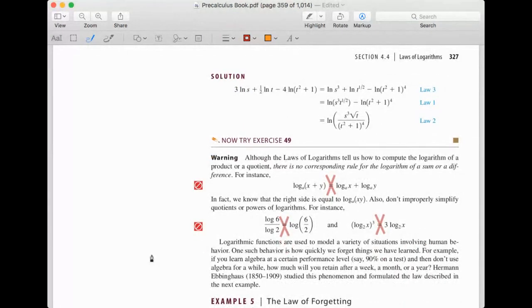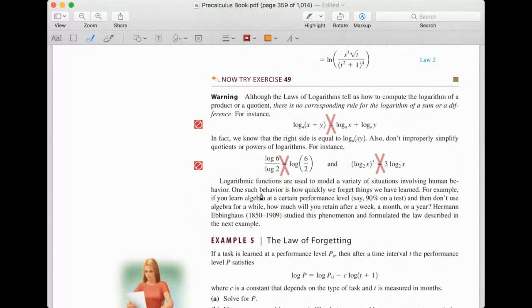Okay, there are some common misconceptions. Log base a of x plus y stays as is. If the inside of the log is a plus, we cannot split it. Only when this is a multiplication, we split into two logs. If the inside is plus or minus, we cannot do anything. Just keep those two terms as addition or subtraction; we cannot split them.